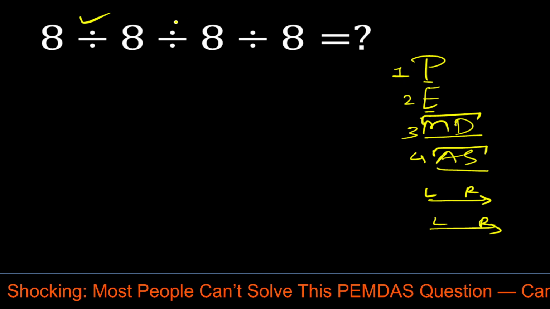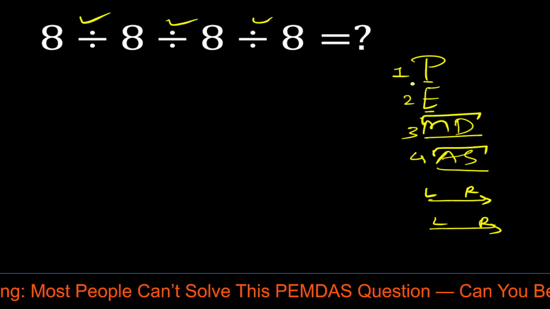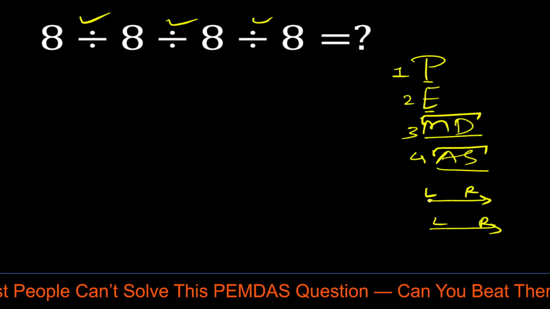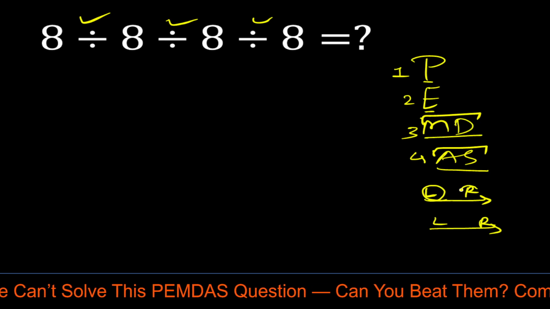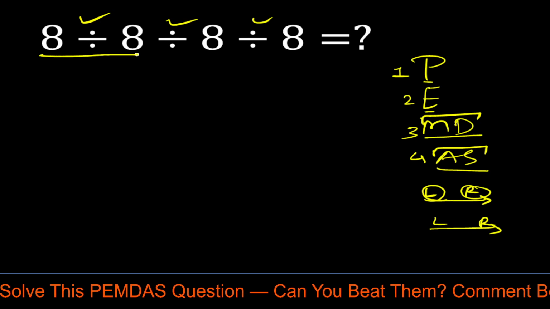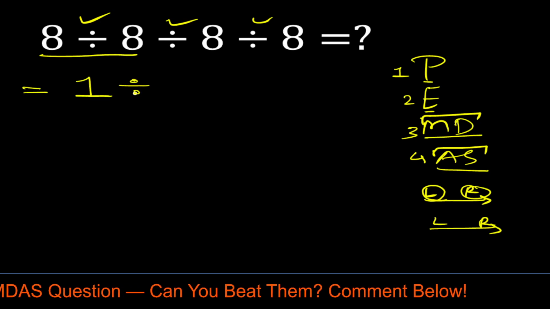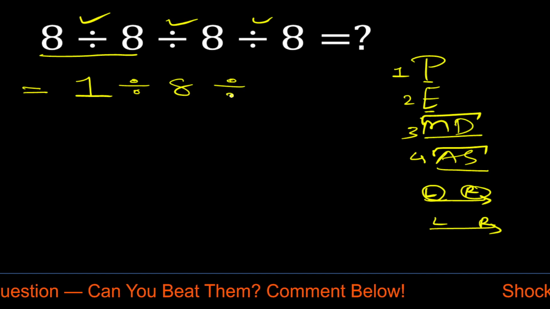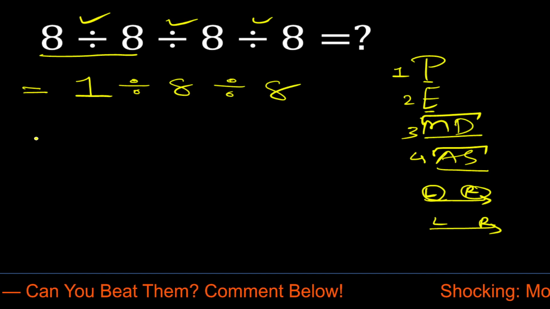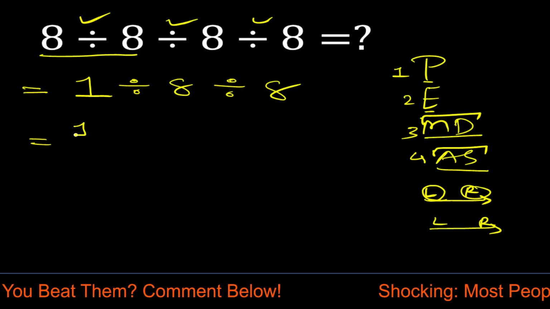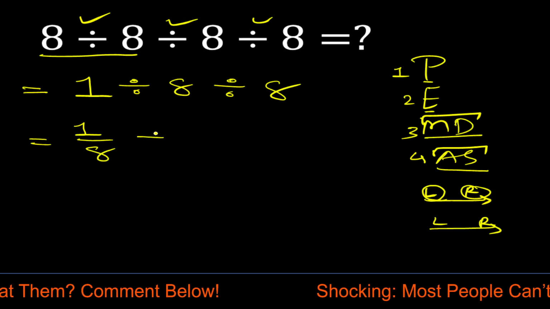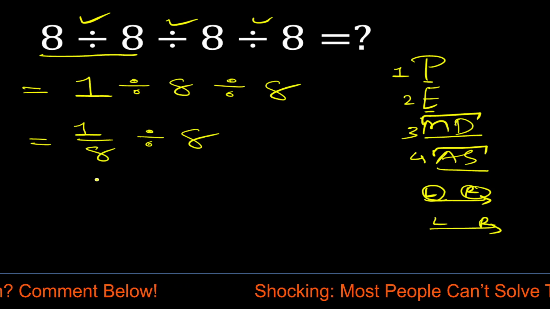So in this question, here we have division, here division, and here division, and all have equal priority, so we have to solve it from left to right. So first we have to solve this division, right? So 8 divided by 8 is equal to 1 divided by 8 divided by 8, right? Now 1 divided by 8 can be written as 1 upon 8 divided by 8.